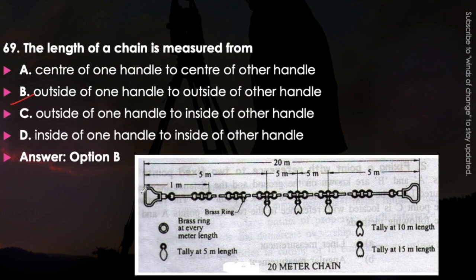Let's say this is the chain. This is the first handle, and this one is the second handle at the last. So the total length will be determined from end to end. If it is a 20 meter chain, then this will be the distance between the outside of this handle to the outside of the other handle. So this will be the total length of the chain.